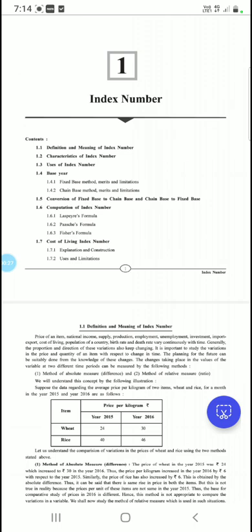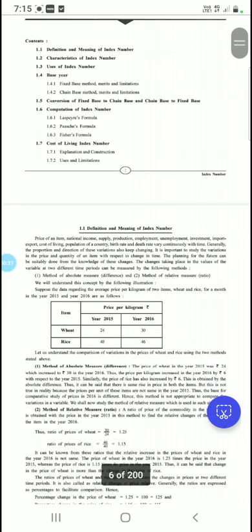We will start with part 1, and in that we will start with chapter number 1, index number. Now first of all, let us see the definition and meaning of index number.